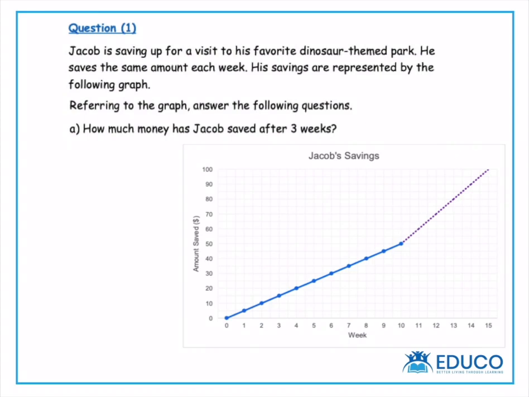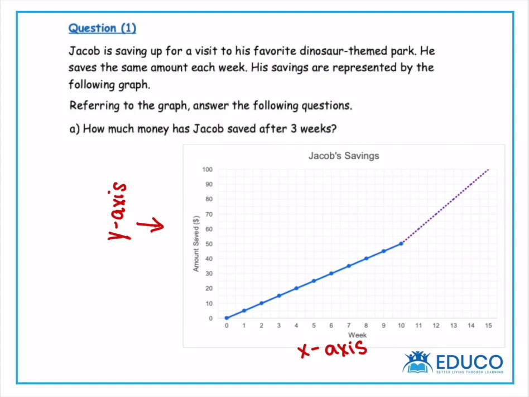So here, before we dive into our question, let's have a look at what our graph is showing us. We can see that the title of our graph says Jacob's savings, which means this must be representing how much money Jacob has saved up. Our x-axis down here is showing how many weeks go by, a number. And then our y-axis here is demonstrating how much money he's saved up in dollar amounts all the way up to 100. So our first question is asking us how much money Jacob saved after only 3 weeks.